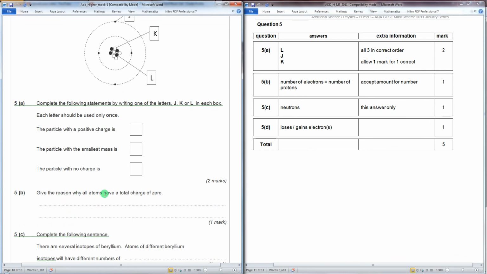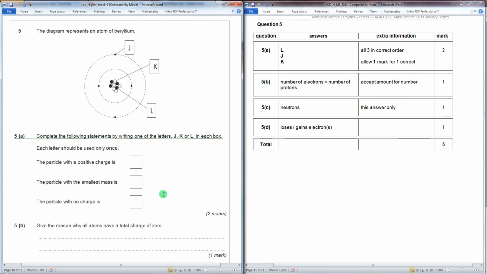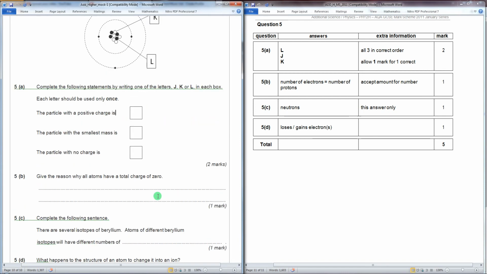Give the reason why all atoms have a total charge of 0. Well, the reason for that is that there's the same number of negative electrons as there are positive protons, and that's true for any atom. So the positives and negatives cancel, and there is 0 charge. All you needed was number of electrons equals number of protons.